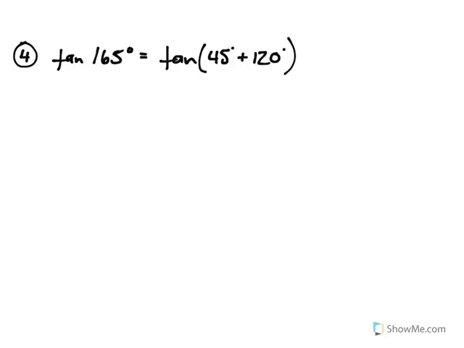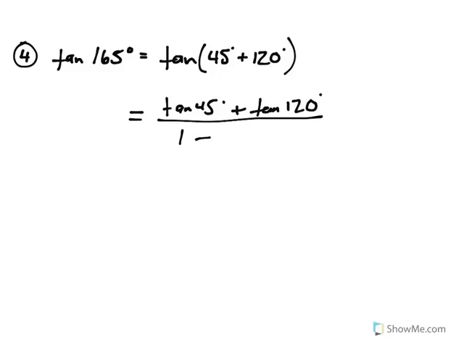On number 4, we're supposed to find tangent of 165 degrees. I changed 165 to 45 degrees and 120 degrees. So to do this, I'm going to have to know what tangent of 45 degrees is, plus tangent of 120 degrees, divided by 1 minus tangent of 45 times tangent of 120 degrees. So I'm going to do some side work here. I'm going to have to erase it once again just because I don't have enough space.